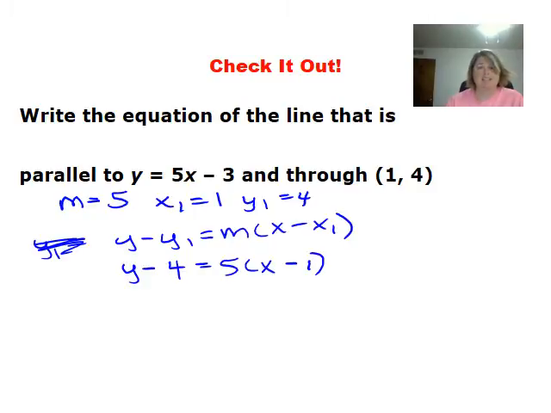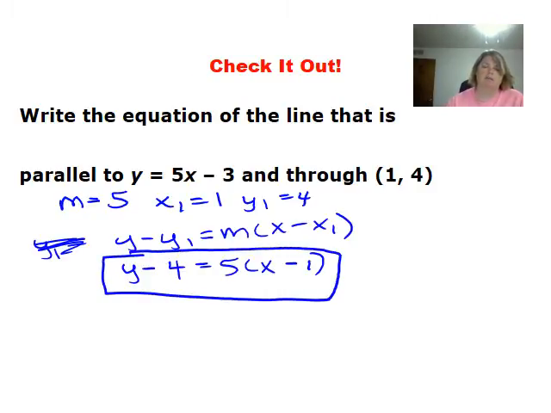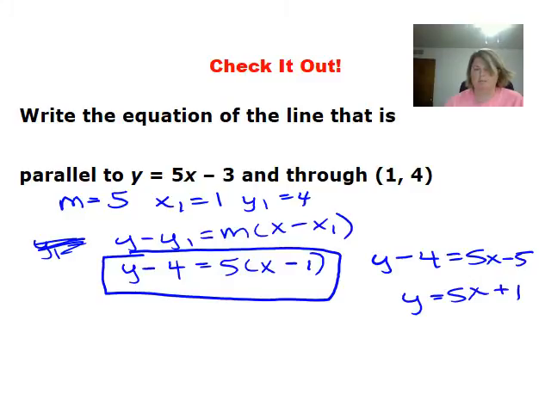Now I did not say to write the equation in slope-intercept form. So if you did, it's okay, but since it didn't, I'm just going to stop there. If you did, you would have y minus 4 equals 5x minus 5. Add 4 to both sides. Oh, that should be a minus 1.